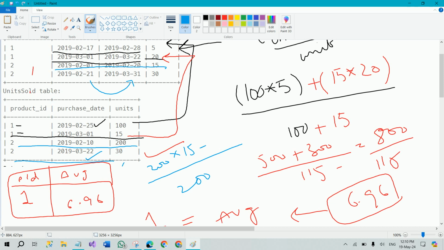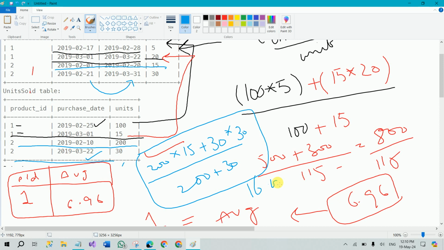So we have 30 units sold at the price of 30. So adding it in the denominator as well, and when we calculate this, we will be getting something like 16.96. That is going to be the average selling price for the product with id 2. Okay, so that's how we are going to calculate it.